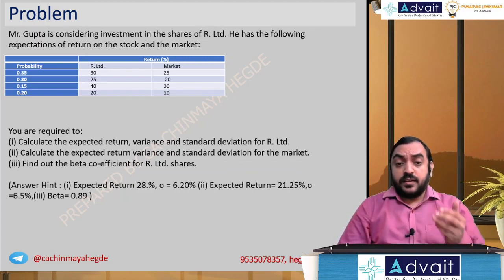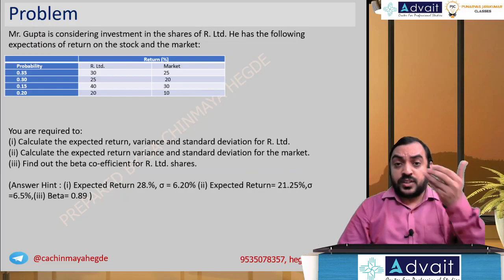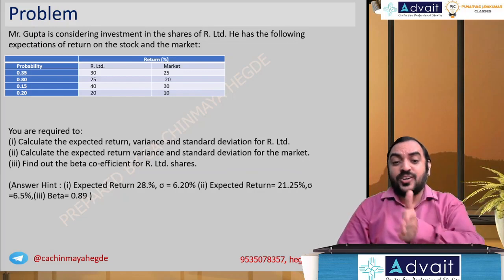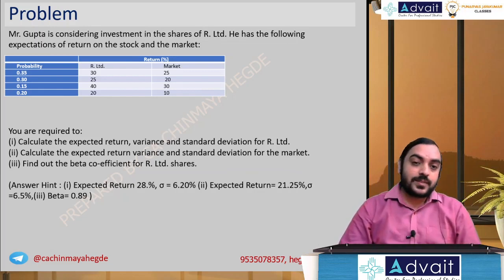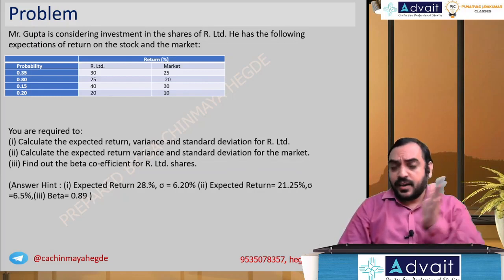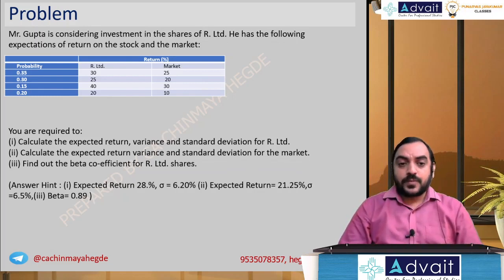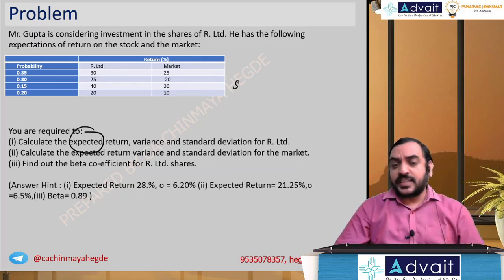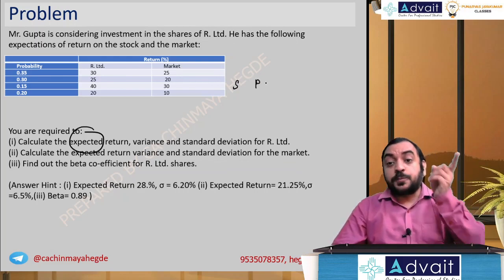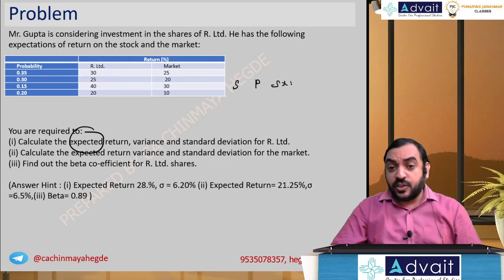Calculate the expected return, variance and standard deviation for the market. Find out the beta coefficient for R Limited shares. So I need standard deviation and I need beta. Okay, for expected return, what are the columns required? I'll try to fit everything in one column. The security return, I'll call it as S. And probability is P. And expected return means S into P.